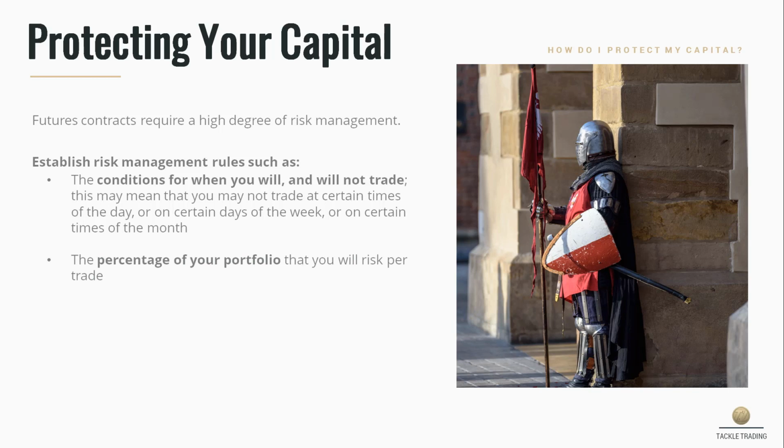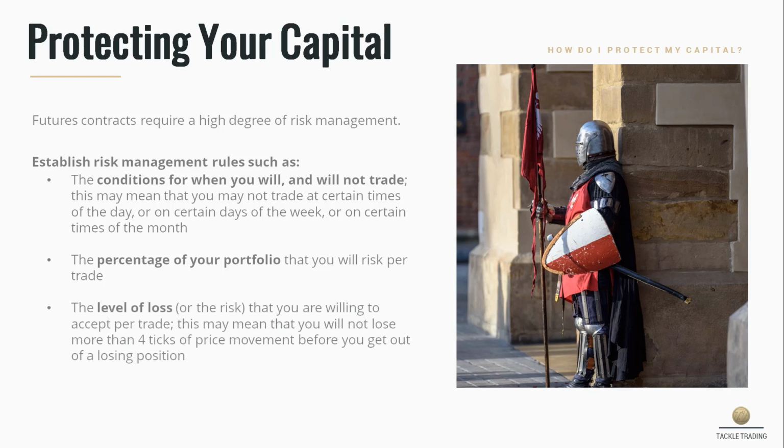Another is you need to understand and declare what percentage of your portfolio will you risk per trade. All right, absolutely crucial. And then the third one that I'll mention here is level of loss, right? You need to determine what's the level of loss or the risk that you're willing to accept per trade. Now, what this means is, let's say that you decide not to lose more than 4 ticks of price movement that goes against you in some sort of trade, before you actually get out. All right. So those are critical, right?